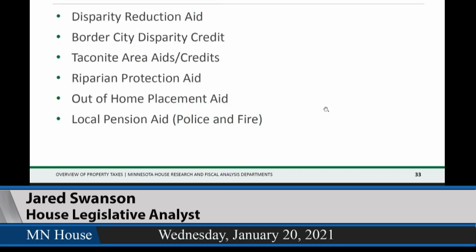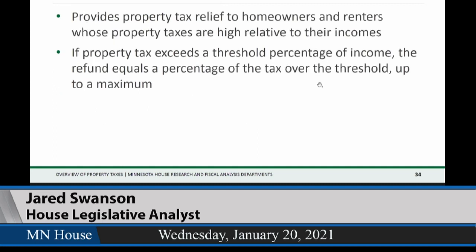There are a number of other credits and aids that we're not going to cover in detail in this presentation. It's good to know that they exist. They are under the purview of this committee. If you are looking for more information on any of these aids and credits, or any of the aids and credits that we've talked about already, you can find them in the handout that Ms. Schill referenced at the beginning of the presentation. And now I'm going to pass it over to Mr. Williams, and he's going to talk a little bit about property tax refunds.